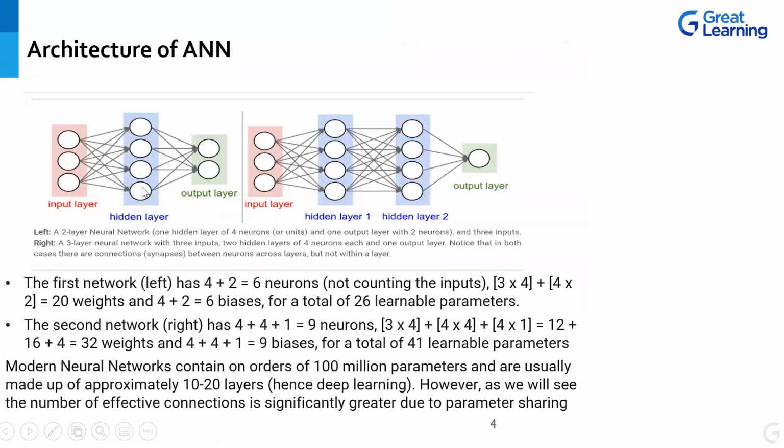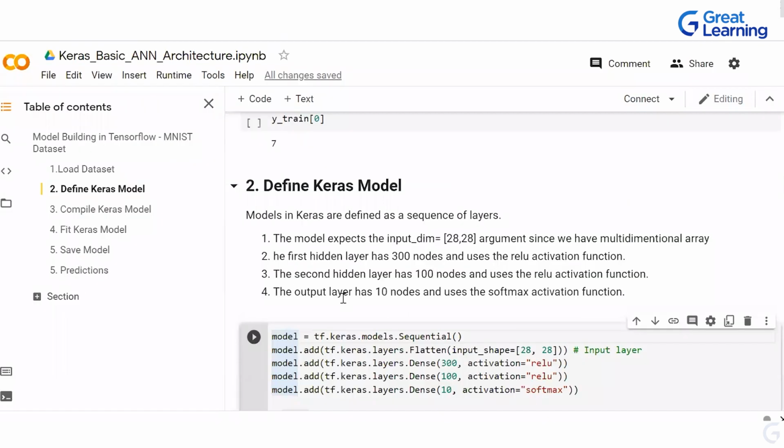You can see here each of the nodes in the hidden layer is fully connected to the previous layer. Similarly, here as well, both the nodes are fully connected to the previous layer. So whenever there's a full connection between the layers or between the neurons, it's called a dense layer. Okay. So we are defining a dense layer here, which means that the first hidden layer is fully connected to the input layer, right?